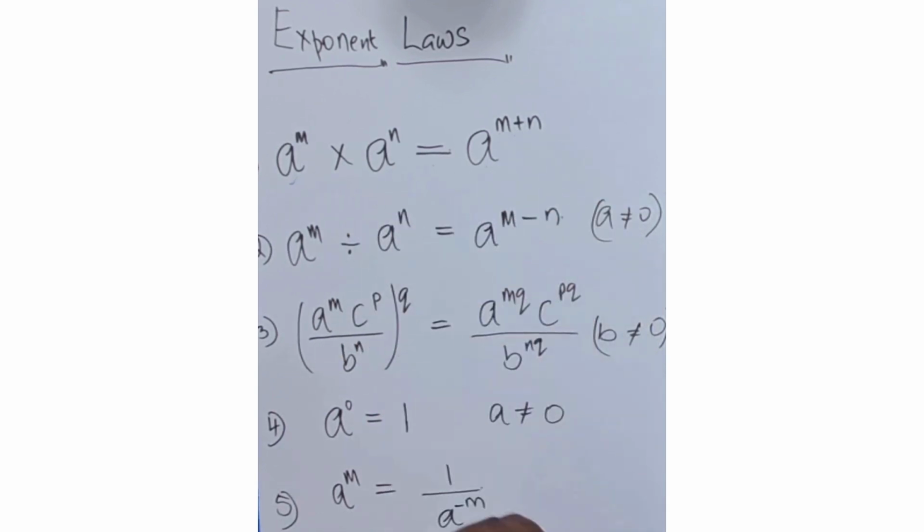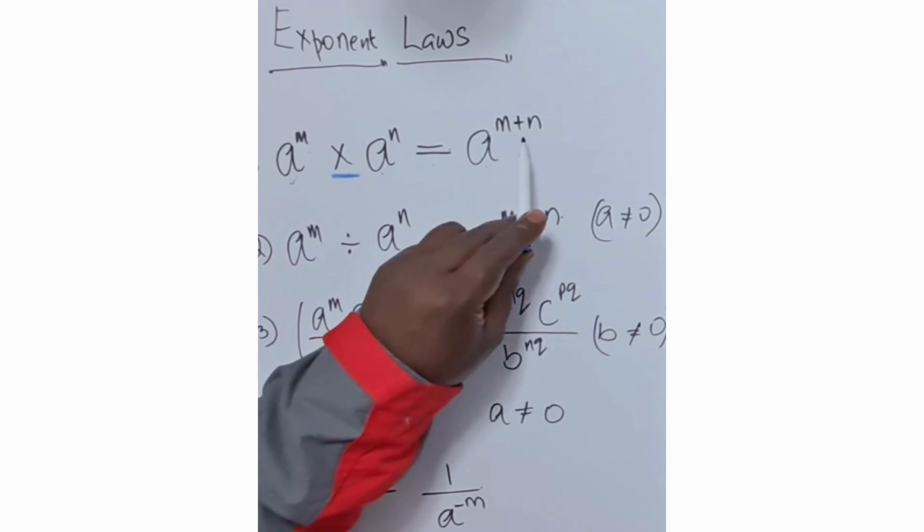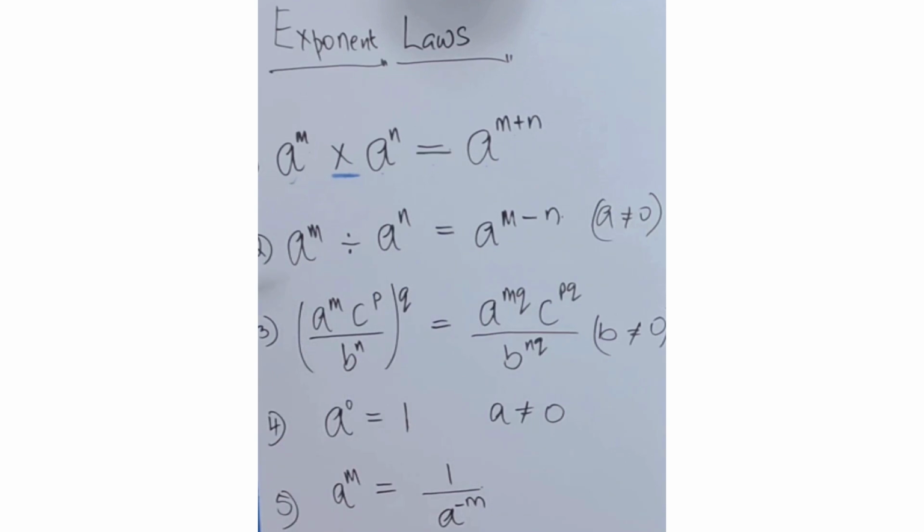So what does this mean? Remember we said that this is a base, and this is the base. So if you have base a and base a, and we are multiplying, which is very important, what do we do to the exponents? We add the two exponents. So this law basically says if the bases are the same and we are multiplying, we add the exponents.